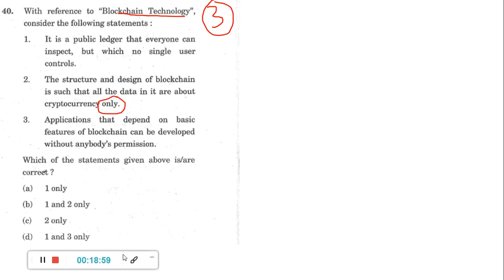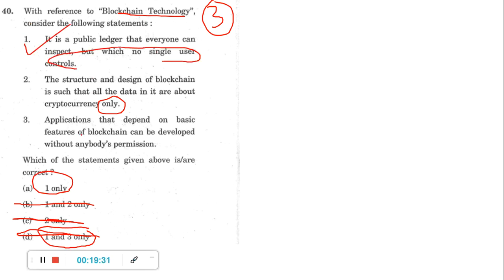That is common sense. Blockchain is just a technology. It's not designed for only cryptocurrency. Applications that depend on basic features of blockchain can be developed without anybody's permission. So first you have to eliminate 2, and you are left with the options 1 only, and 1 and 3 only. So 1 automatically becomes true: no single user controls it, because it's a decentralized system.